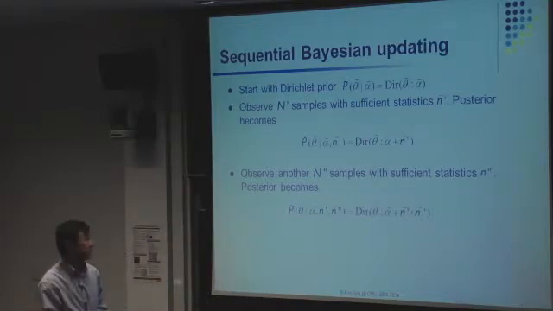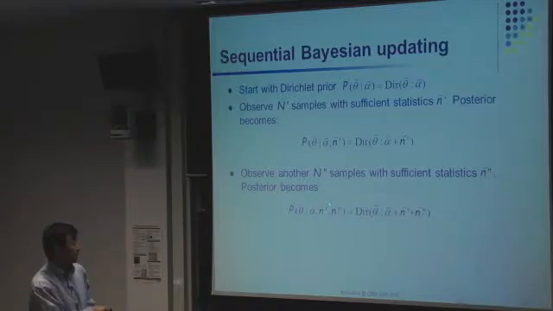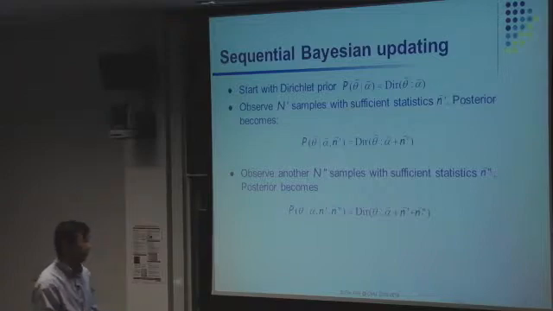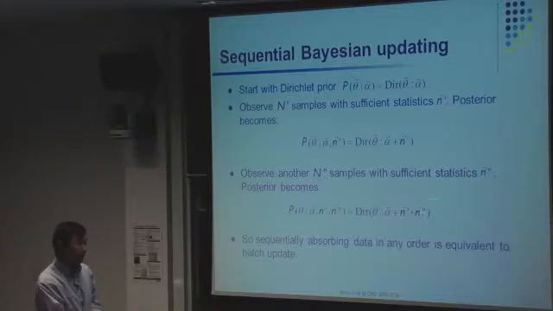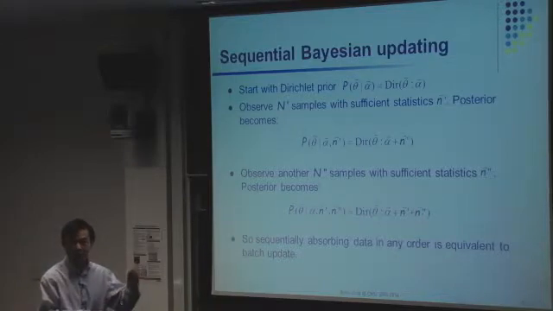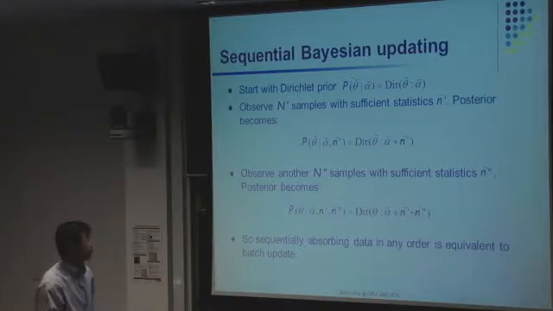Because of this conjugacy, you will see that the posterior distribution is dependent on data and the hyperparameters in a very unique way, to the point that you can just update your posterior by just adding this new data sufficient statistic into the estimator, without redoing the whole thing.